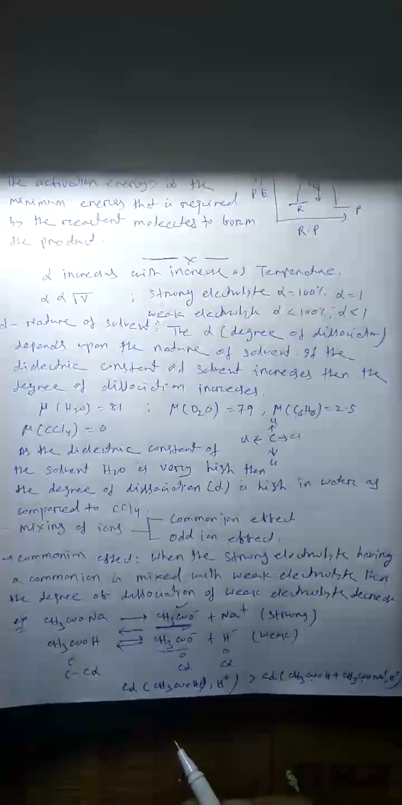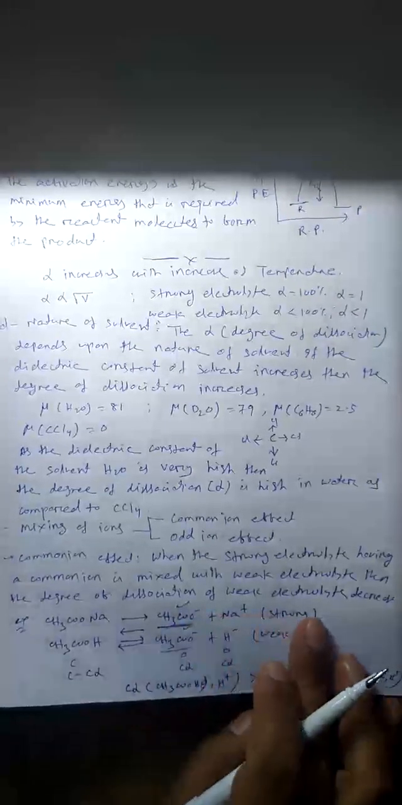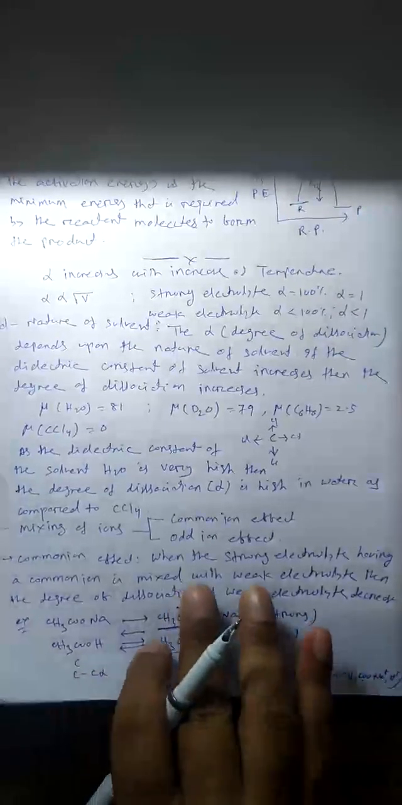That means when a strong electrolyte having a common ion is mixed with the weak electrolyte, then the degree of dissociation of the weak electrolyte decreases. Then we come to the odd ion effect. Next one is the odd ion effect.